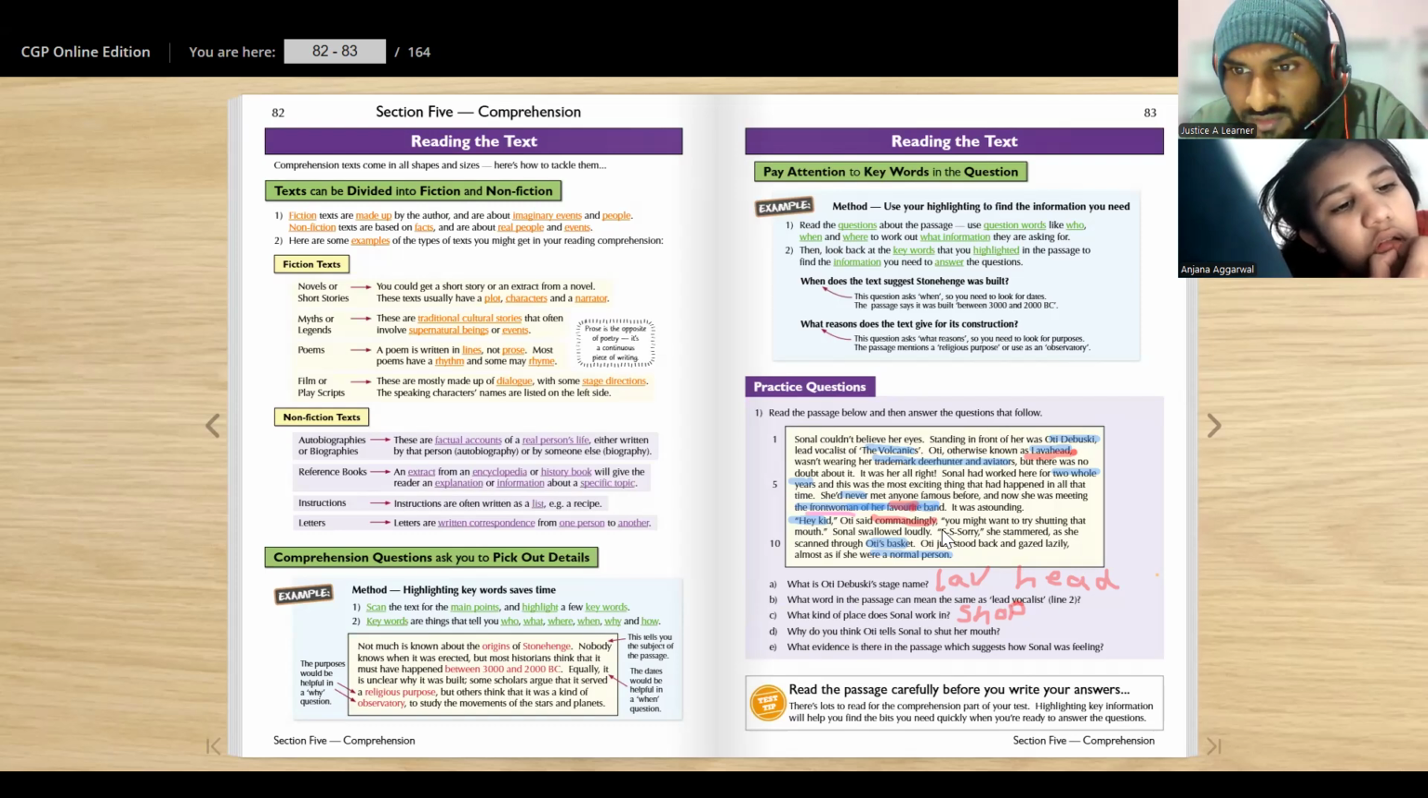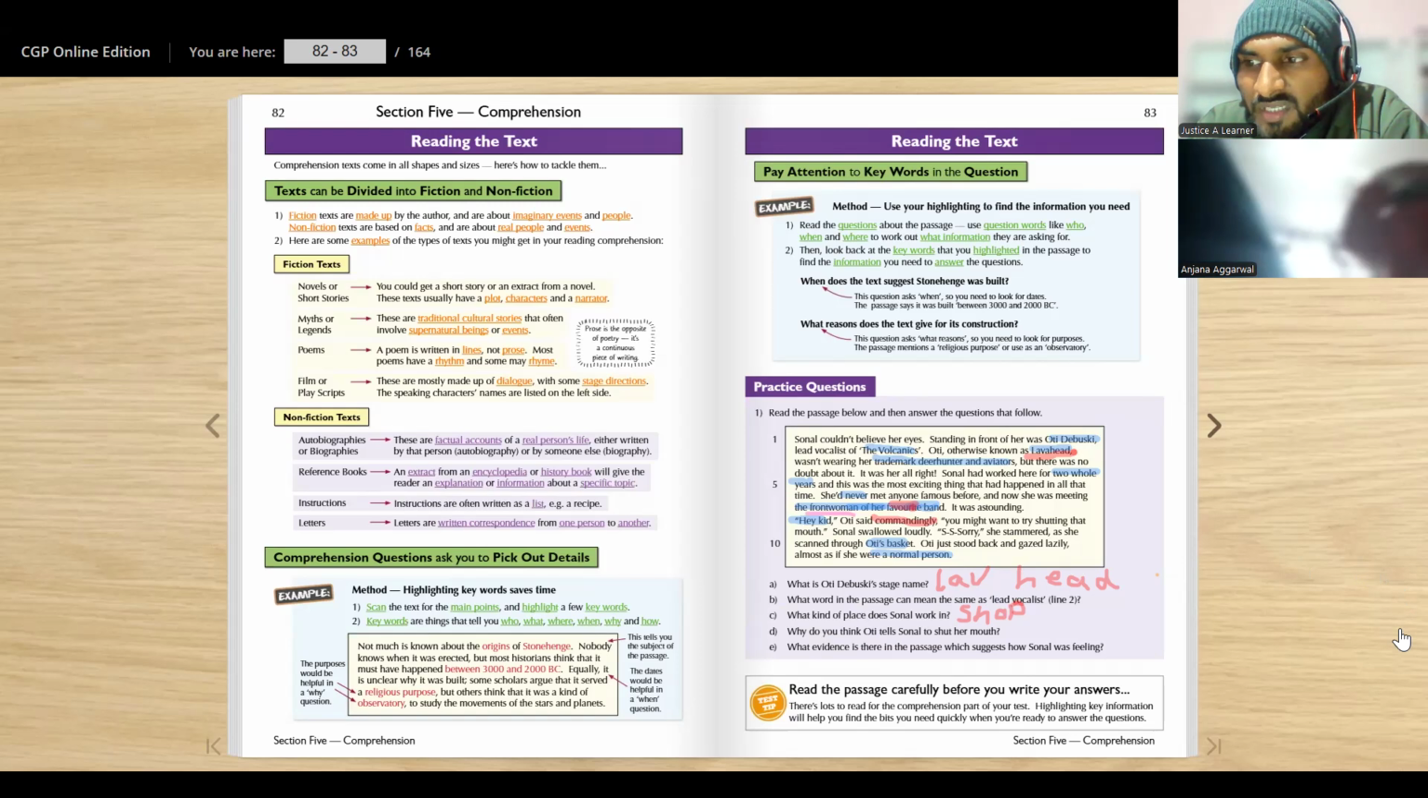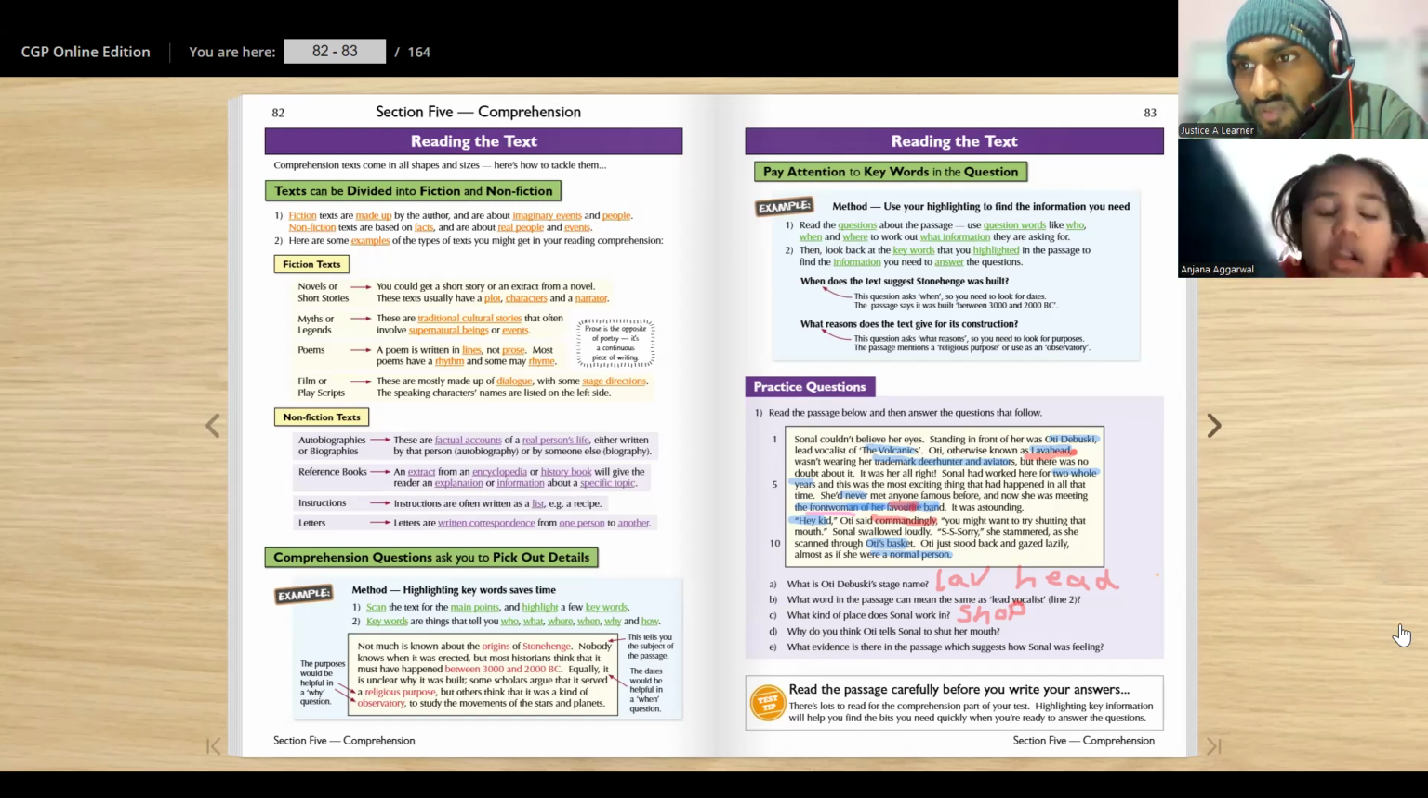You might want to try it. And then Sonal swallowed loudly. Sorry, she stammered as she scanned OT's basket. OT just stood back and gazed lazily, almost as if she were a normal person. Yes, that's the thing we understand. Sonal works in a shop. That's what we understood. And then OT tells Sonal to shut her mouth because she was meeting her favorite band.